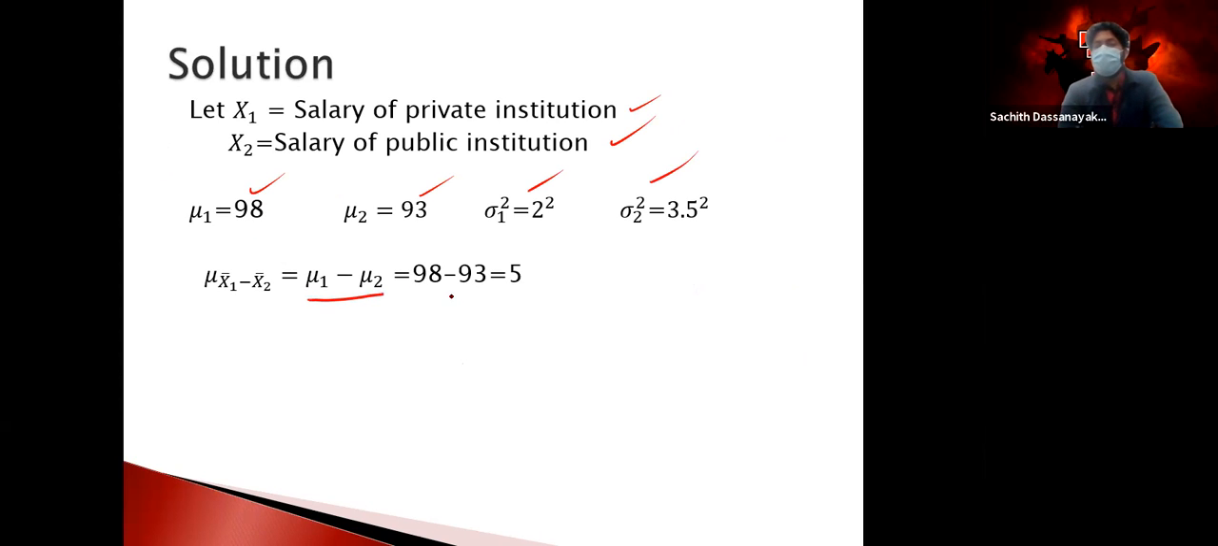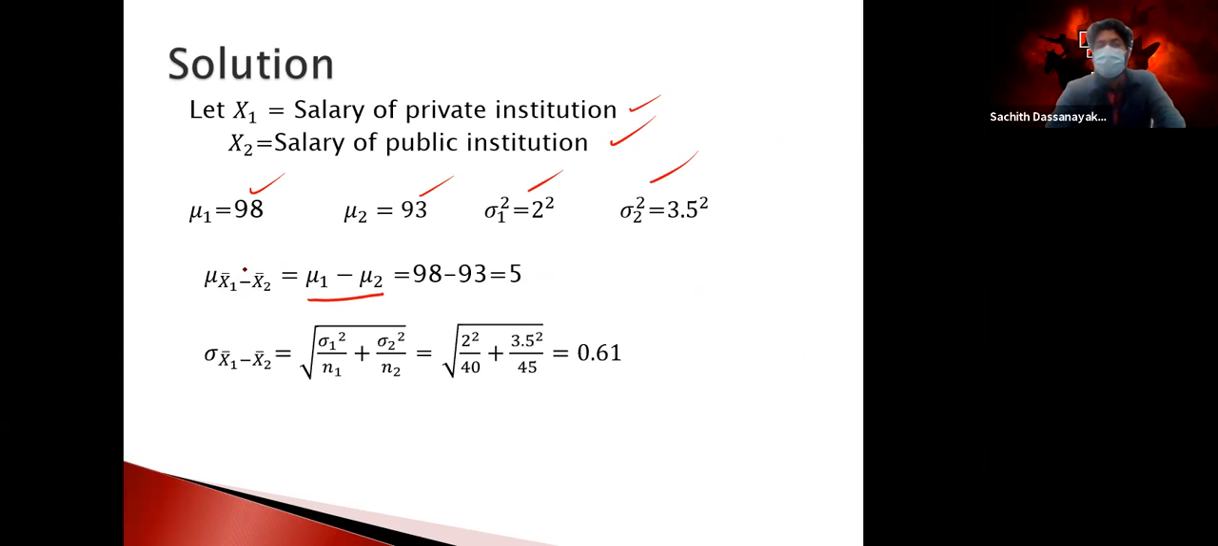So the mean difference is mu of x1 bar minus x2 bar. The standard deviation you can find using this, right? So here sigma x1 squared is 2 to the power 2, sigma x2 squared is 3.5 to the power 2. These are the sample sizes. So once you calculate this, you will get this value.